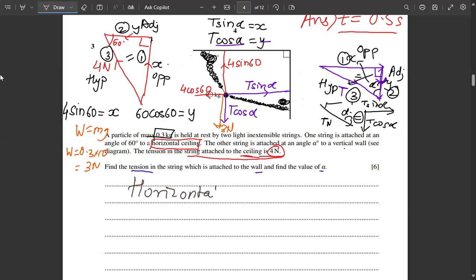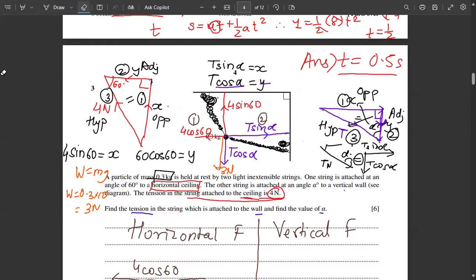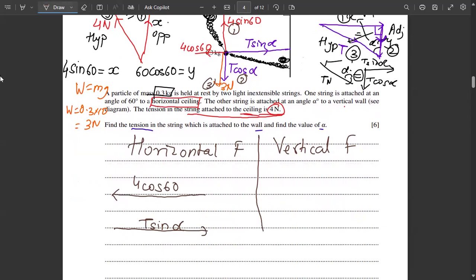So horizontal forces and vertical forces. Now which are the horizontal forces? This 4 cos 60 and T sine alpha are the horizontal forces. So let me write it here: 4 cos 60 and T sine alpha. Similarly, which are the vertical forces? The 4 sine 60, T cos alpha, and 3 Newton are the vertical forces. So one upward force is 4 sine 60, and two downward forces are 3 Newton and T cos alpha.